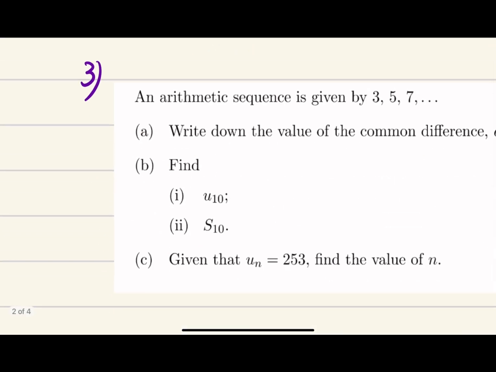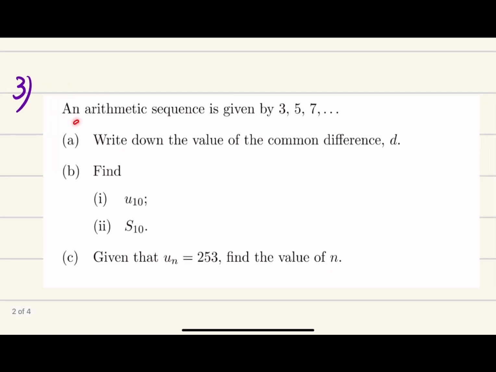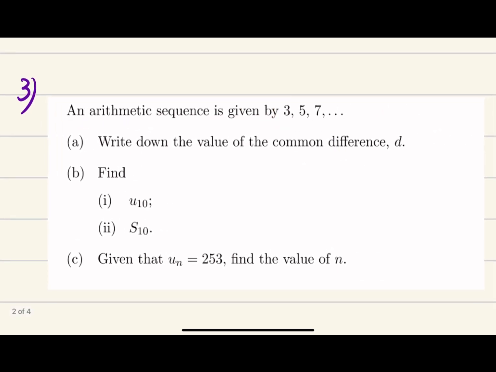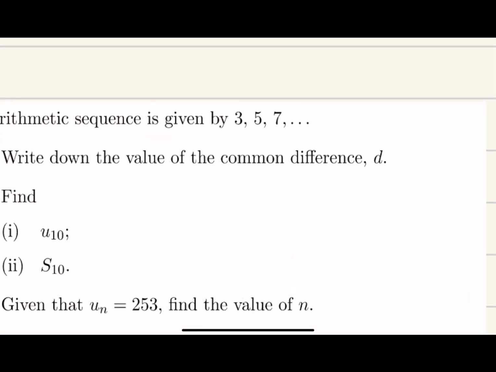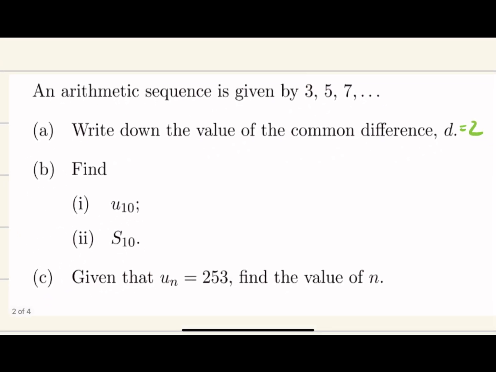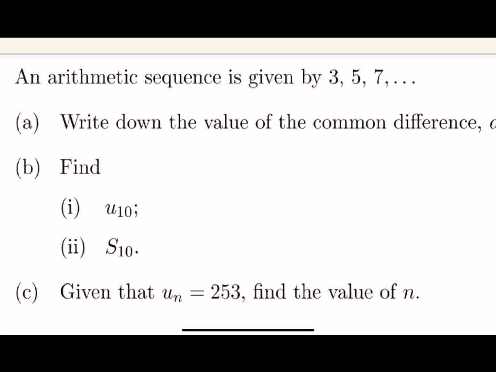Okay, then third question, arithmetic sequence, and that's our sequence. Write down the value of the common difference d, just the consecutive terms. The next one minus the previous one, so that will be 2. So d is 2, really easy. Find u10. Okay, u10, here we go again. General term formula, the specific term one. So u10 equals to u1 plus 10 minus 1 times d. First term is 3 plus 9 times 2, so that will be 21. Okay, so that's our u10.